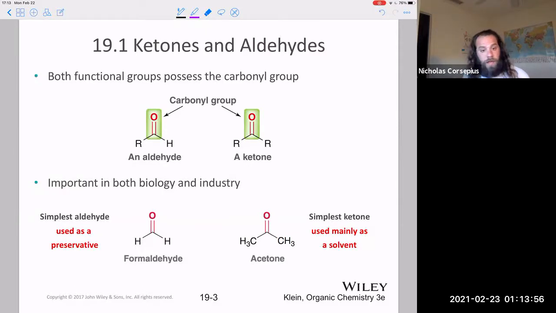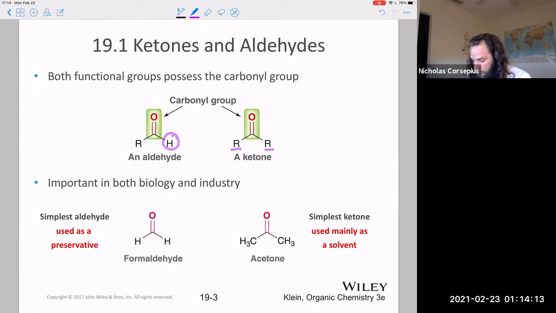What distinguishes an aldehyde from a ketone? An aldehyde very specifically has a hydrogen that's bound to that carbonyl carbon, whereas a ketone has carbons on either side of that carbonyl bond, okay?